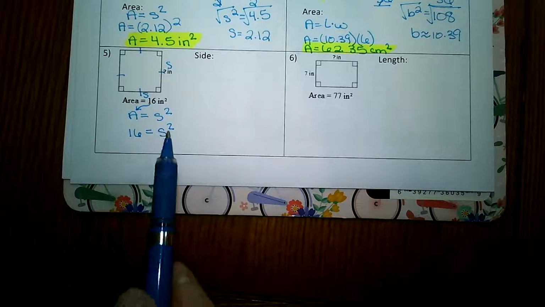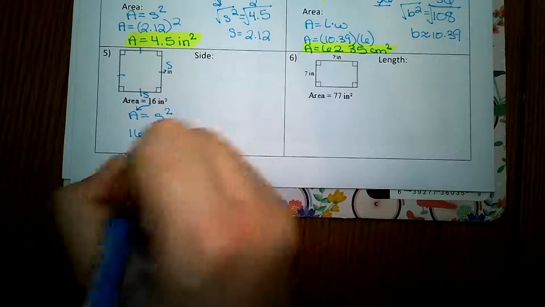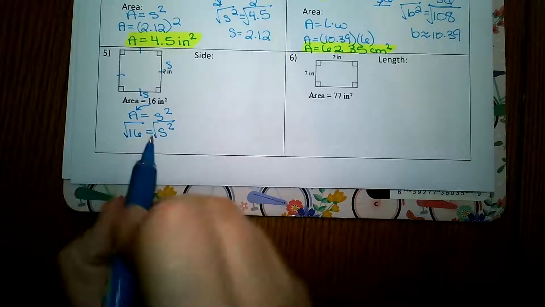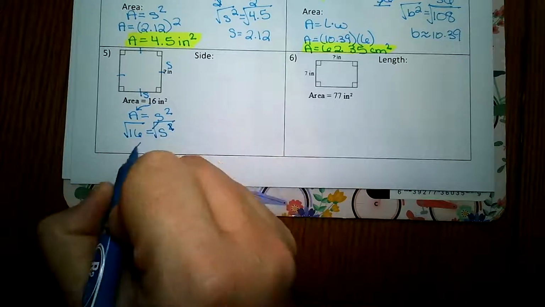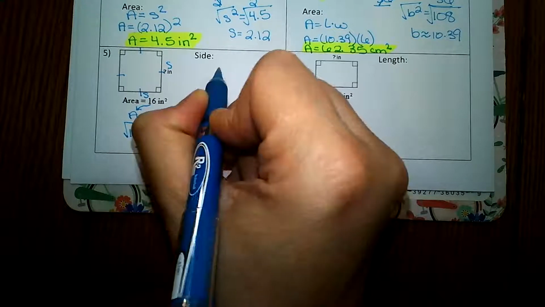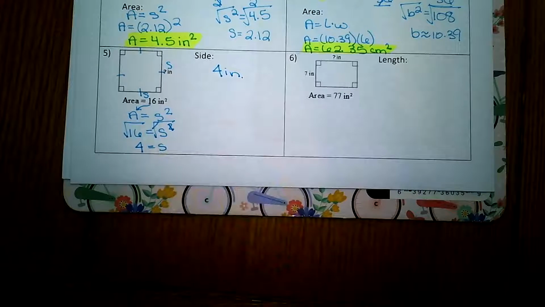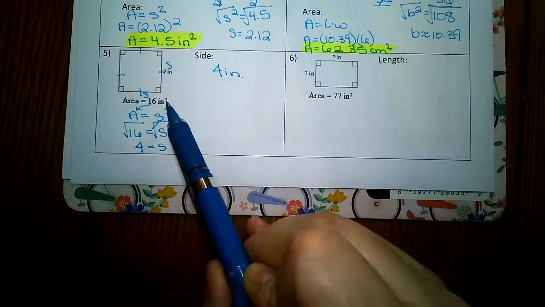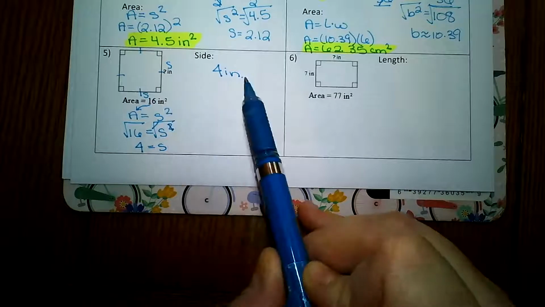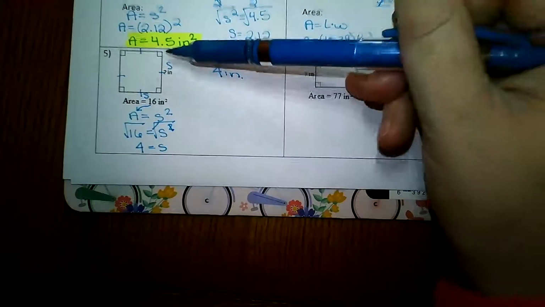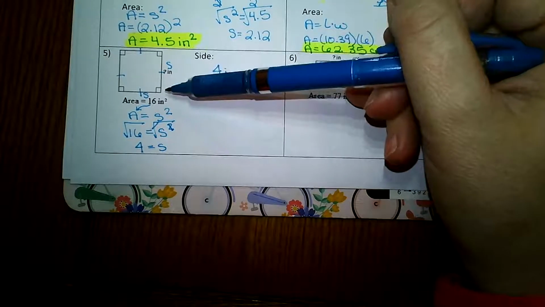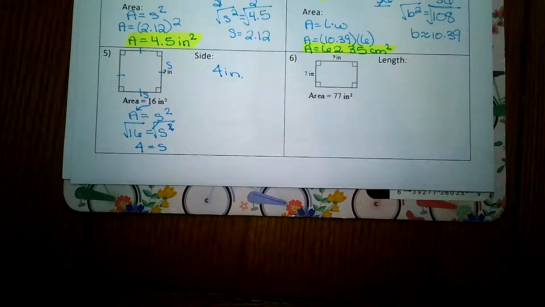The inverse of squaring is square rooting. So if I take the square root of 16, I'm going to get 4. So this side is going to be 4 inches, not inches squared, because look, our area is in squared values. Our side length is in inches. That means I could pull out a tape measure and measure that as 4 inches, not 4 inches squared.